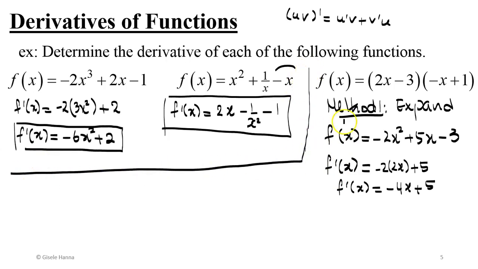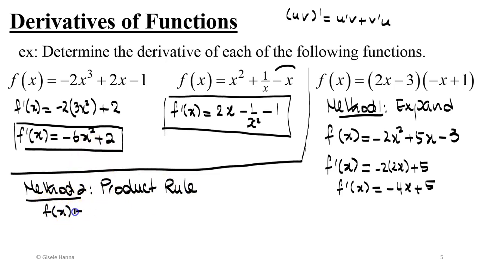Now the first method is done by expanding f of x, simplifying that polynomial, and then finding the derivative term by term. Then if I were to use the product rule as a second method, I look at f of x as being the product of u and v. So over here, this is 2x minus 3 times negative x plus 1, so I have u to be 2x minus 3 and v is negative x plus 1.